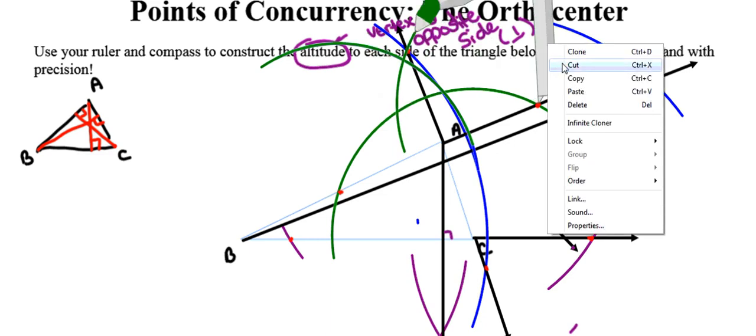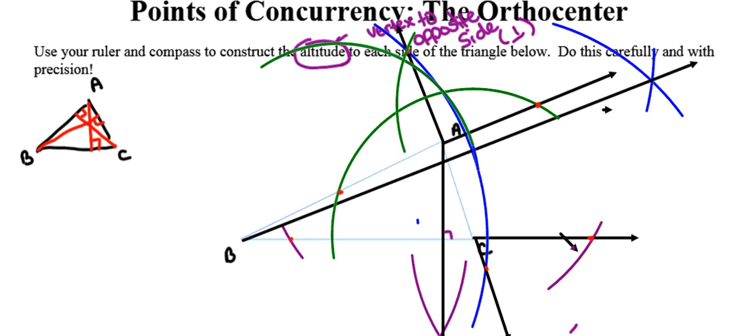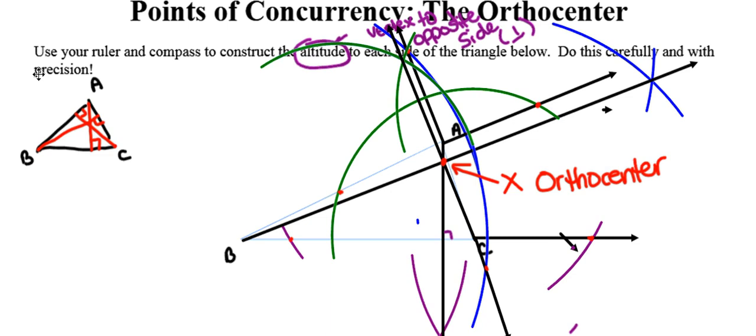And at this point, I'm done with the compass, so I can go ahead and put that away. And it looks like I did a pretty good job with my orthocenter here. This point where all three of the altitudes of the triangle intersect, I'm going to call it point X. The name for that point is the orthocenter. So the orthocenter will be the point of concurrency of the three altitudes of a triangle.